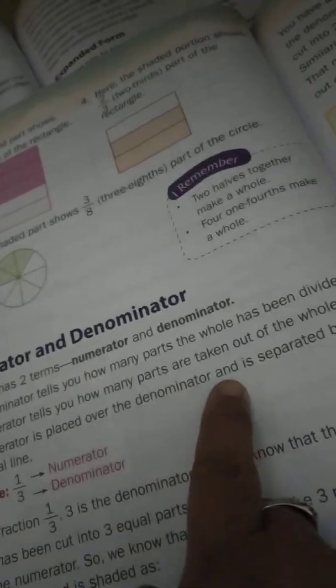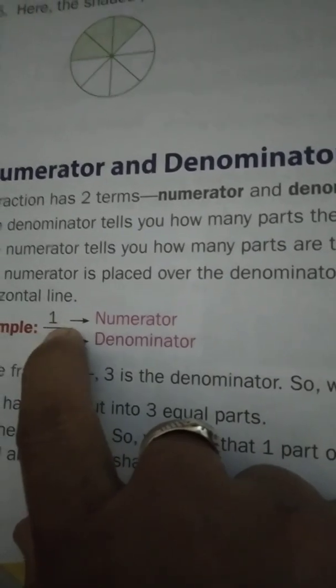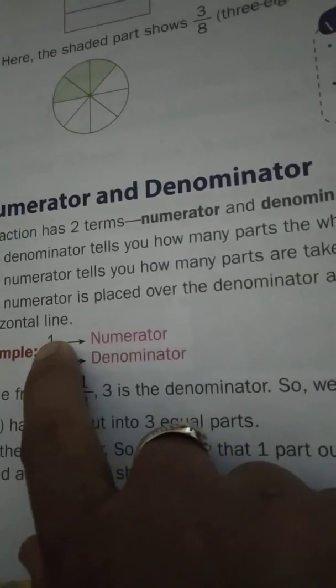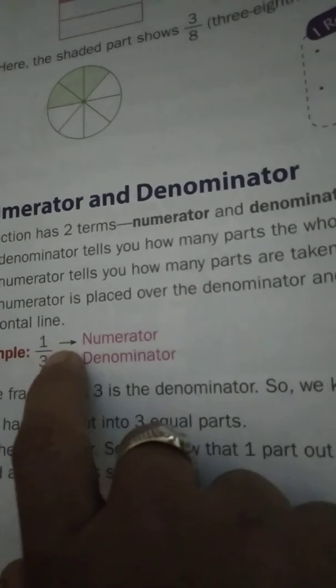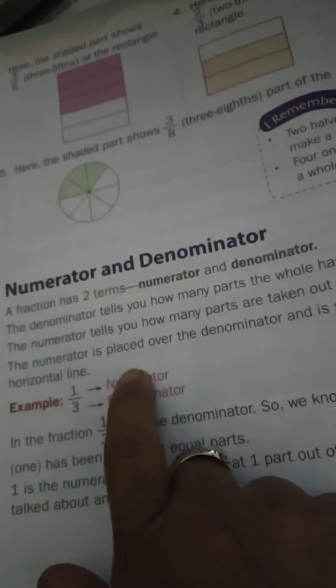Denominator tells you how many parts the whole has been divided into. Numerator tells you how many parts are taken out of the whole. So the numerator is placed over the denominator and is separated by a horizontal line. Are you seeing? This is called a fraction. The number above the line is called the numerator. The number below the line is called the denominator. The numerator and denominator are separated by a horizontal line.